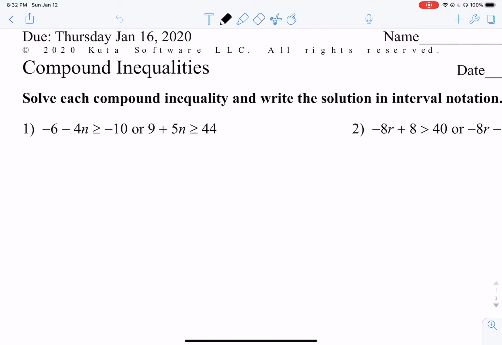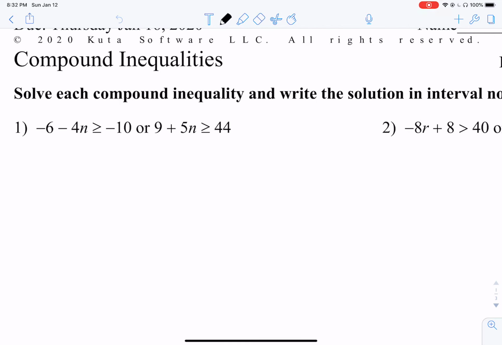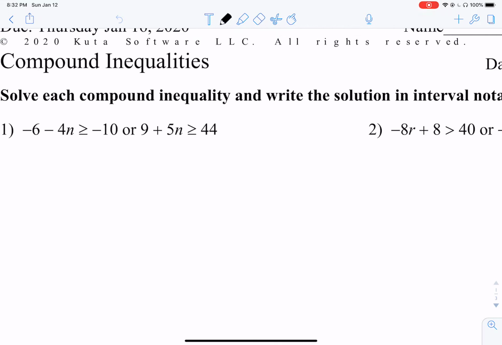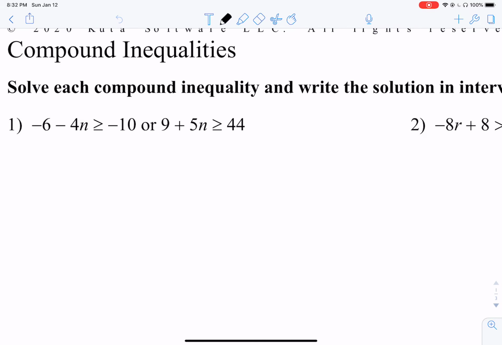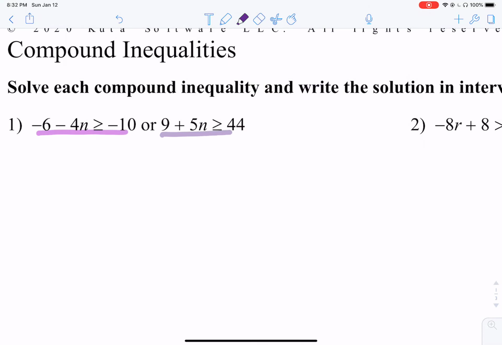So we're going over compound inequalities, and in this example, we're going to have two types of inequalities: the ones that say "and" and the ones that say "or". We're going to do a couple of the "or" ones, and then we'll go to the "and" one. So here we have two separate inequalities, this one here and this one right there. So we solve each inequality independently.